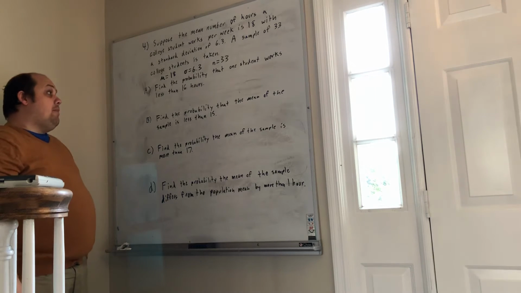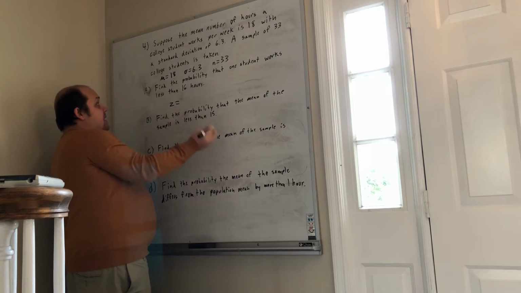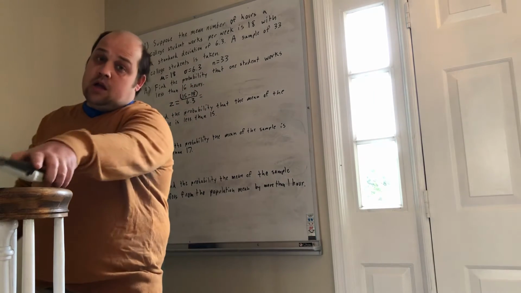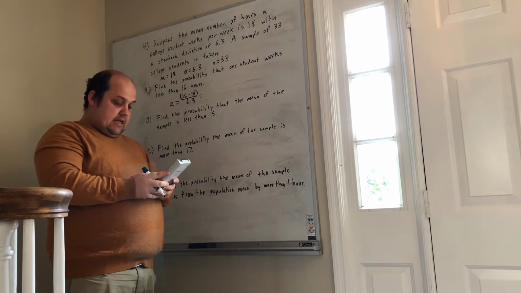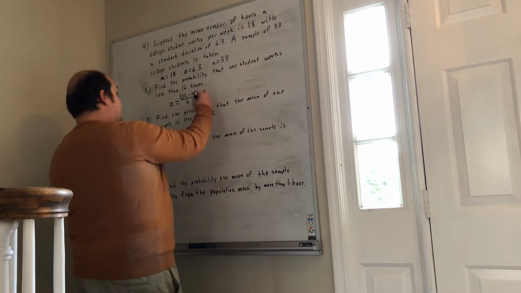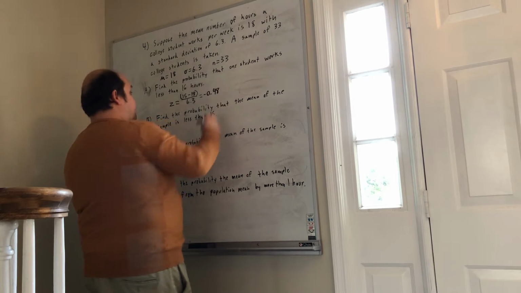When I look for the probability that one student works less than 15 hours, I use the original formula. Z equals 15 minus 18 over 6.3. I put it into my calculator. 15 minus 18 divided by 6.3. And that gives me negative 0.48.